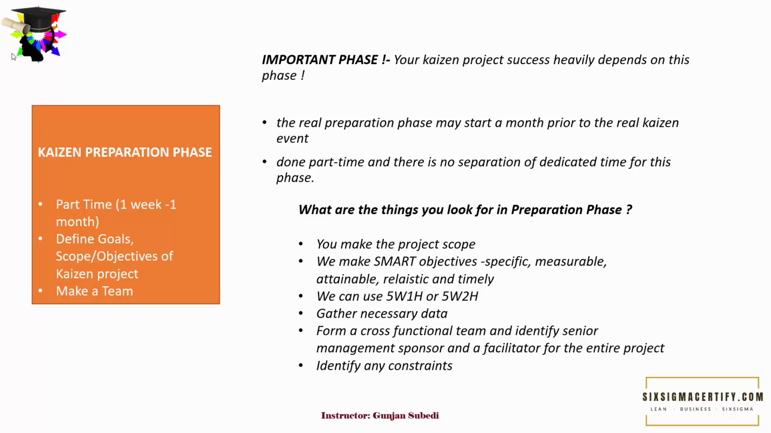This is also a phase where we try to gather necessary data. And most important than that, we make a cross-functional team and identify a senior management sponsor and a facilitator for the entire project. So who is the sponsor? The sponsor is one who is responsible for providing necessary raw materials and financial help for the projects, and a facilitator is the one who helps in communication and facilitates the entire project. We can also call the facilitator the team leader. This is also a phase where we identify any constraints. We will study the theory of constraints later in the plan phase in much detail.